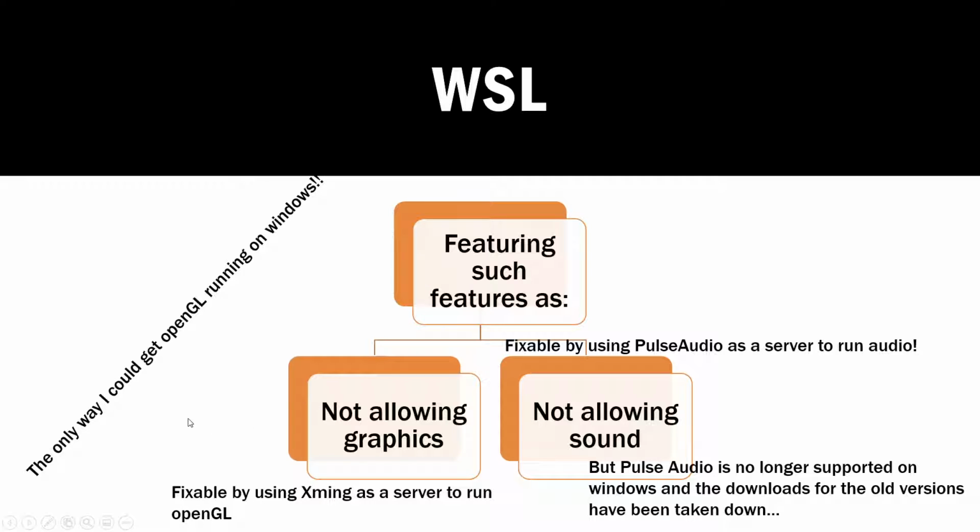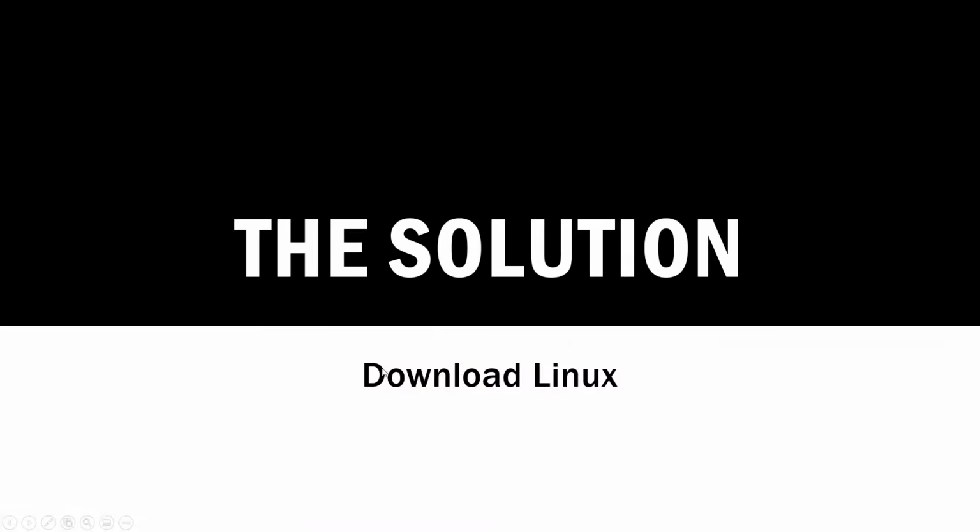I was trying to get OpenGL running on Windows, is the best way, but it doesn't allow graphics, which is fixable by using Xming as a server for OpenGL. Someone in class figured that out. Thank you so much to them. And it's not allowing sound. I figured to do another server. PulseAudio works, but it's not supported by Windows anymore, and the old versions have been taken down. Solution was to download Linux.